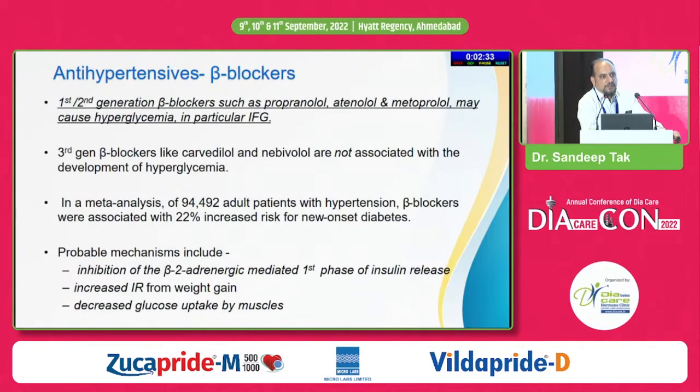Coming to an important group of drugs, antihypertensives, particularly beta blockers. First generation and second generation beta blockers can cause impaired glucose tolerance or frank diabetes, particularly propranolol, atenolol, or metoprolol. Third generation carvedilol, nebivolol, or bisoprolol are not associated with these side effects. A meta-analysis showed almost 22% increased risk of new onset diabetes in a person taking long-term first or second generation beta blockers. The probable mechanism is impaired first phase insulin release, and increased insulin resistance because of the weight gain.